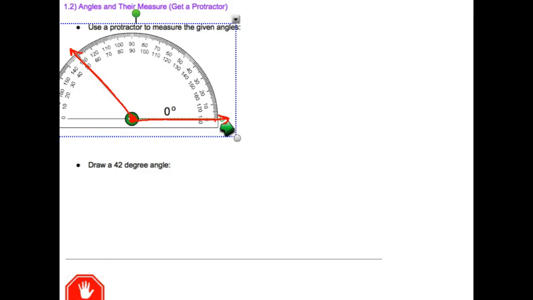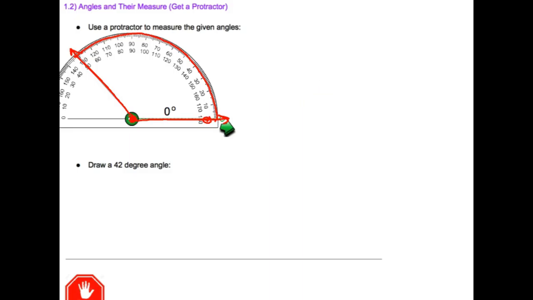this is going through 0. Right here you can see the 0, and that's got 10 degrees, 20, 30, 40, 50, 60, 70, 80, 90, and that's going all the way to about 130 or 131. And so my measure of that angle would be 131 degrees. The key is to put your protractor at the V.